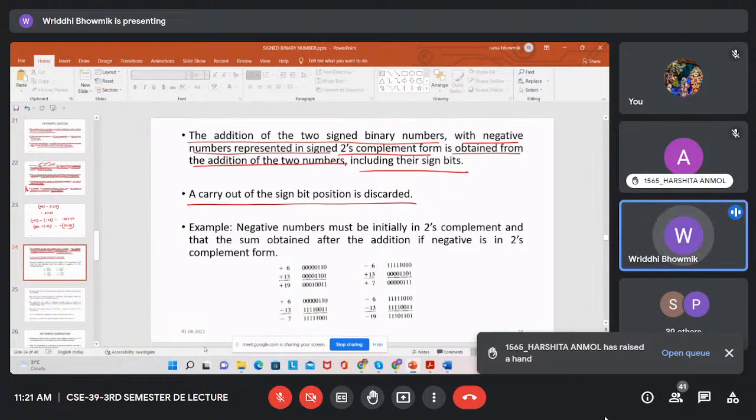So some examples are already given. First we will consider the positive numbers +6 and +13. So only the addition operation is going on.